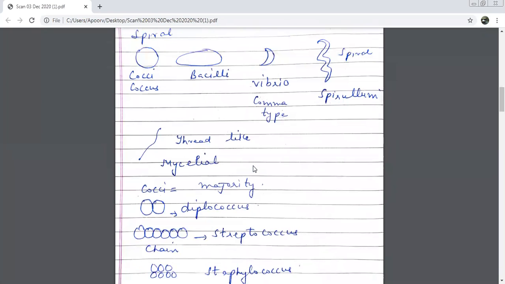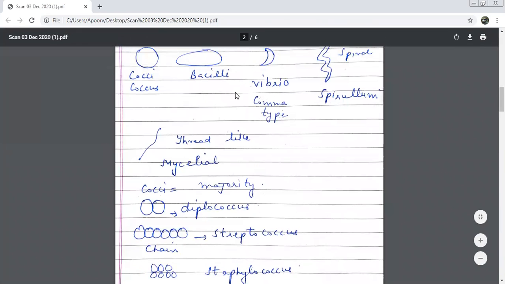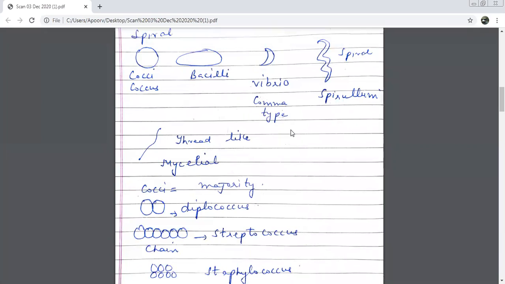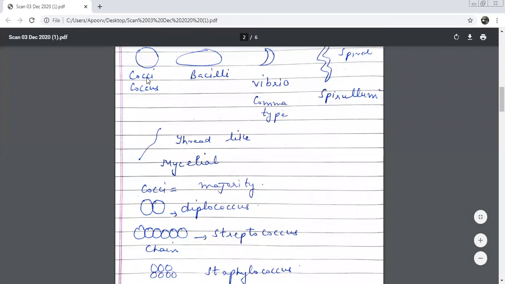And if I put all these vibrios together in a cluster, we are going to call them Staphylovibrio. So whenever you come across these words, immediately it should strike you which shape of bacteria it is. If coccus is written, we are talking about the circular one. If vibrio, the comma one. If spirillum is written, then we are talking about this one. And the first part will tell you how many and in what shape.